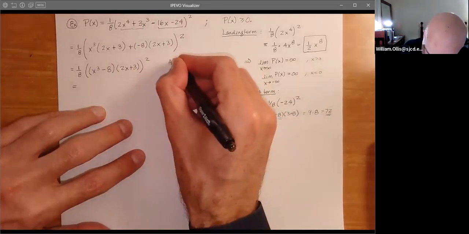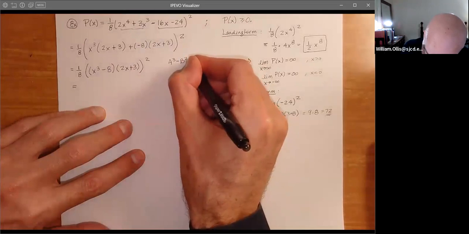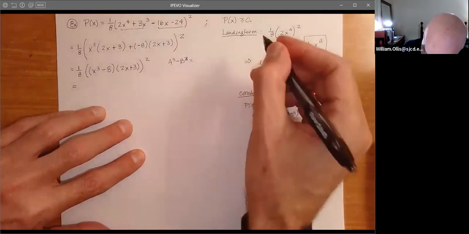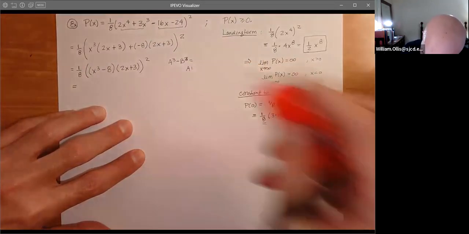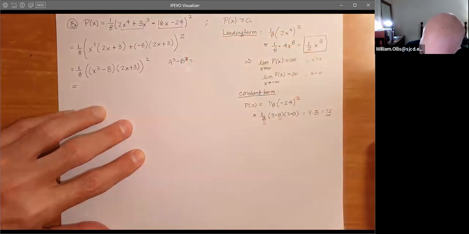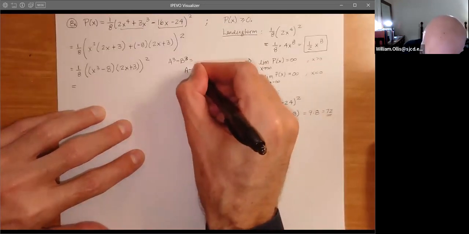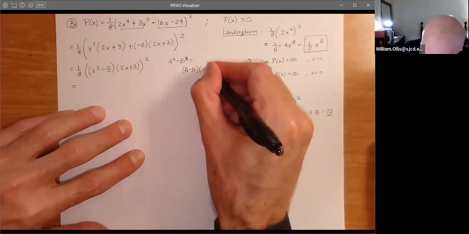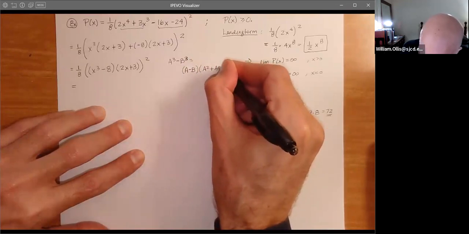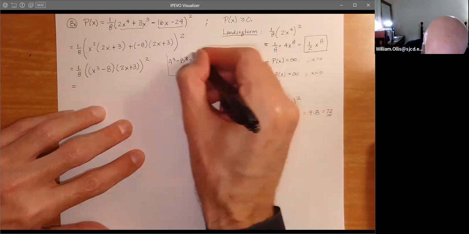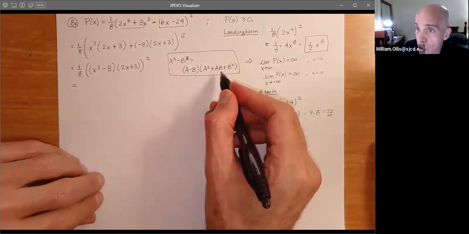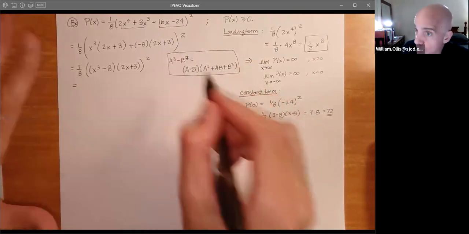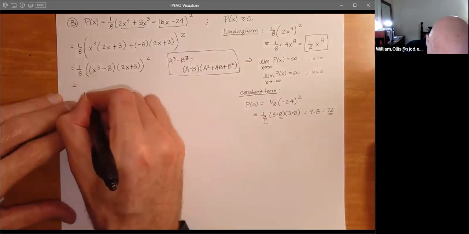So we have that a cubed minus b cubed is equal to A minus B. Let me write this so you can see it. A minus B, A squared plus AB plus B squared. So that's a formula from the very first day. But we know that this part actually gives us imaginary zeros, so we don't worry about it, at least for this graphing problem. So we get 1/8.